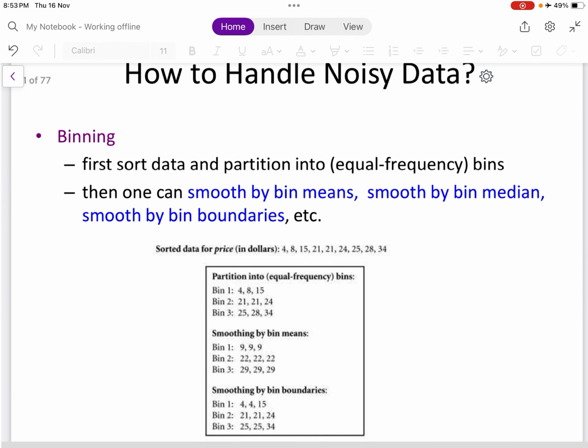How to handle noisy data? Binning. First sort data and partition into equal frequency bins.